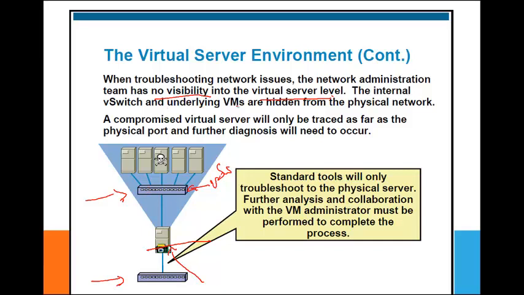The internal vSwitch and underlying VMs are hidden from the physical network. So a compromised virtual server will only be traced as far as the physical port, and further diagnostics need to occur, which should be taken care of by the system admin. The physical network visibility is only up to this level. Behind this box is totally black for the network admin. Now if there is some server malfunctioning, as a network admin I can shut down this entire port, and all VMs will go off. I cannot shut down one particular VM. That can only be turned off by the admin group here, who goes and switches off the VM. As a network team I cannot do that because there is no visibility.